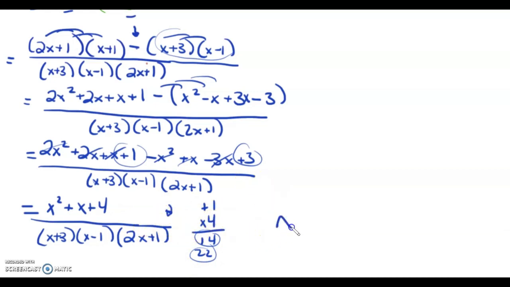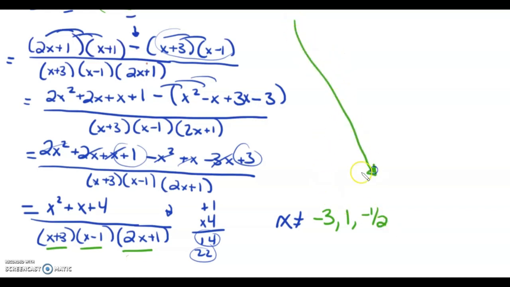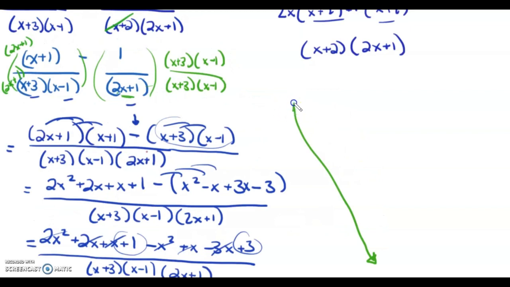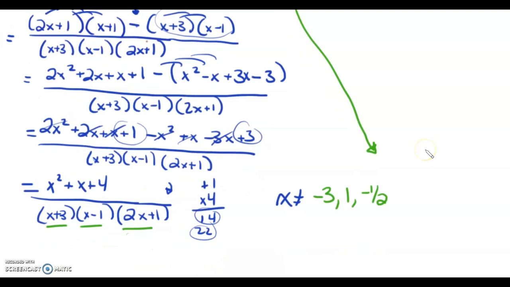Now we have to write restrictions. Okay, so the restriction on x plus 3 is negative 3. The restriction on x minus 1 is 1. And the restriction on 2x plus 1 is negative 1/2. Okay, don't forget, way up here, we had canceled out an x plus 2, so there's also a restriction of negative 2. Don't forget this restriction.